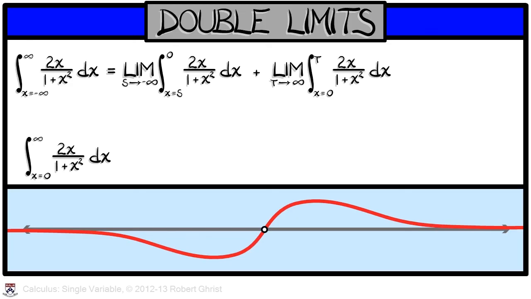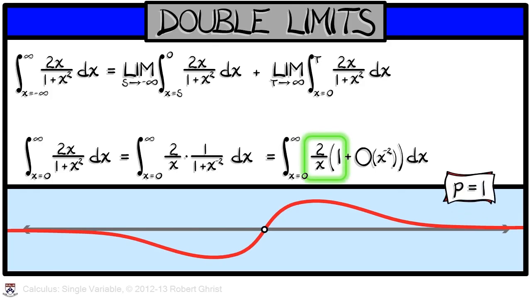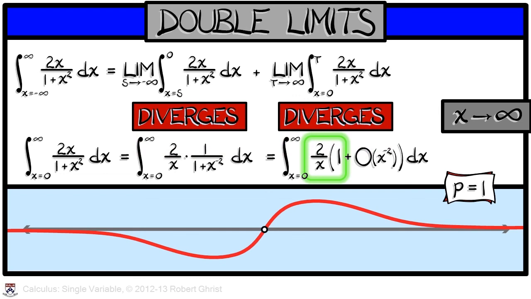If we consider what happens when x gets very large, then the leading order term is 2 over x, and what is left over is 1 over 1 plus 1 over x squared. That means that, using, say, the geometric series, we see that the leading order term is a p integral with p equals 1. That connotes divergence. And this means that each of these limiting integrals diverges. And hence, the net integral does not converge to 0.